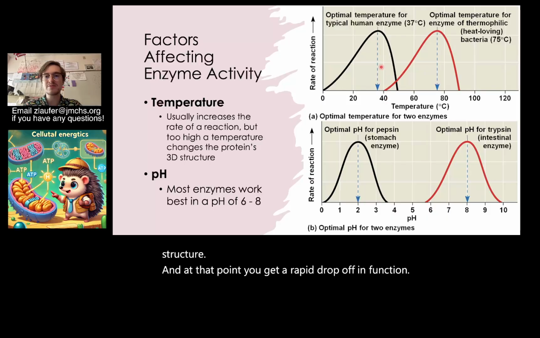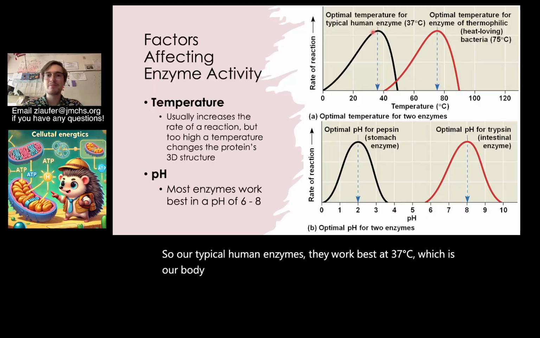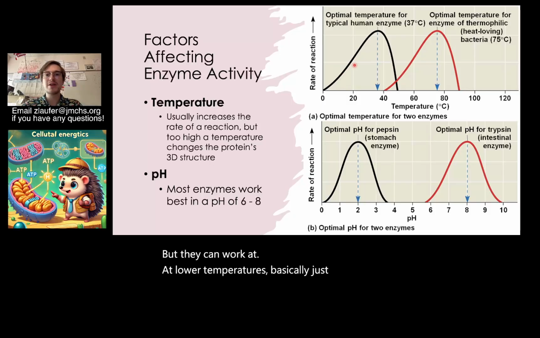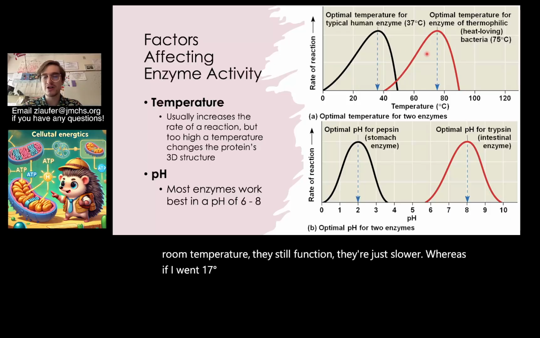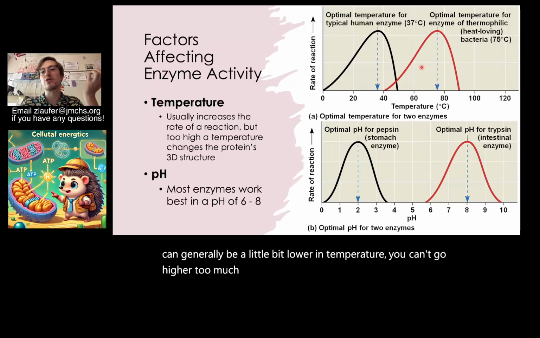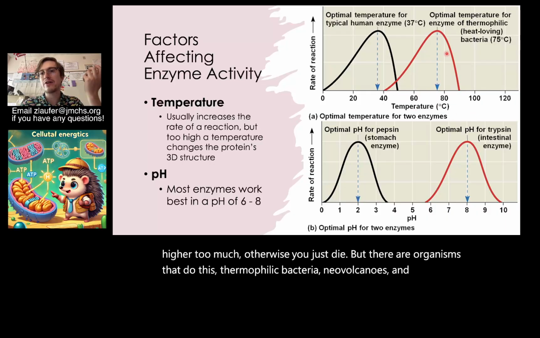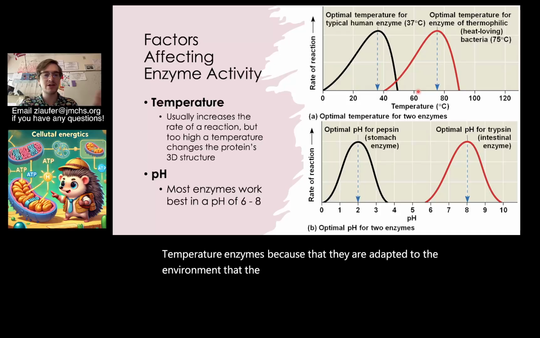So our typical human enzymes work best at 37 degrees Celsius, which is our body temperature, but they can work at lower temperatures basically just fine. Even at 20 degrees Celsius, which is room temperature, they still function, they're just slower. Whereas if I went 17 degrees above human body temperature, I am dead. So you can generally be a little bit lower in temperature, but you can't go higher too much, otherwise you just die. But there are organisms that do this. Thermophilic bacteria near volcanoes and underwater sea vents will have higher temperature enzymes because they are adapted to the environment that the bacteria live in.